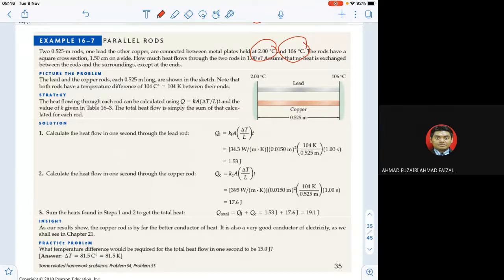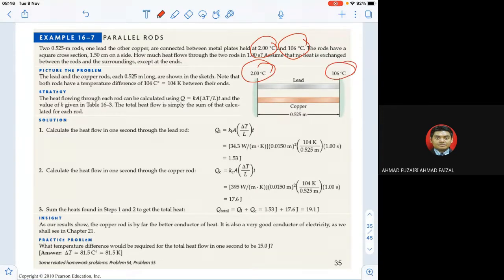Assume that no heat is exchanged between the rods and the surroundings, except at the ends. Okay, it's a very good question for you to understand thermal conductivities. There is a difference in temperature, obviously 2 and 106. So you can see we put lead and also copper. There are two substances that have different thermal conductivity values. First we need to calculate for the lead rod.